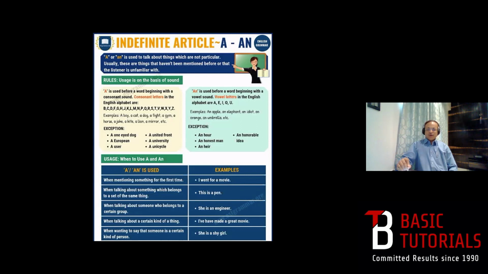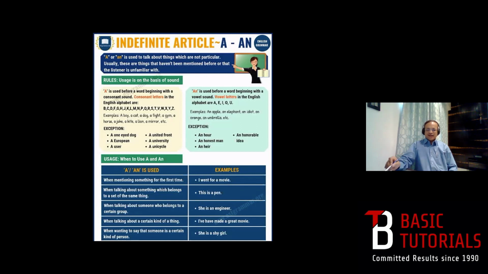Now let's go to the rules for usage of a and an. When do we use a? When do we use an? The spelling rule is totally wrong. As I said earlier, if you give importance to the spellings, you'll definitely go wrong. It is not important whether the word starts with a vowel. It's the way you pronounce it. So the spelling is not important, but the way you pronounce it is important.